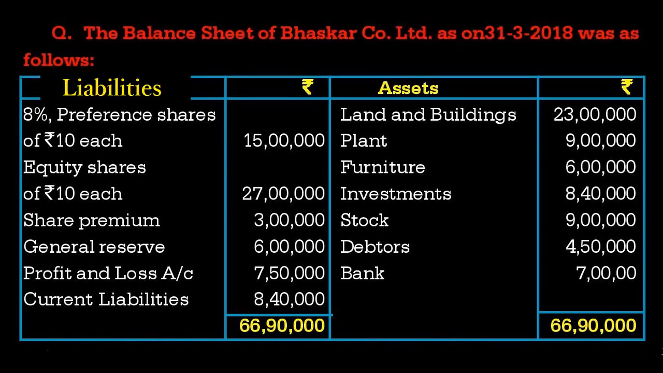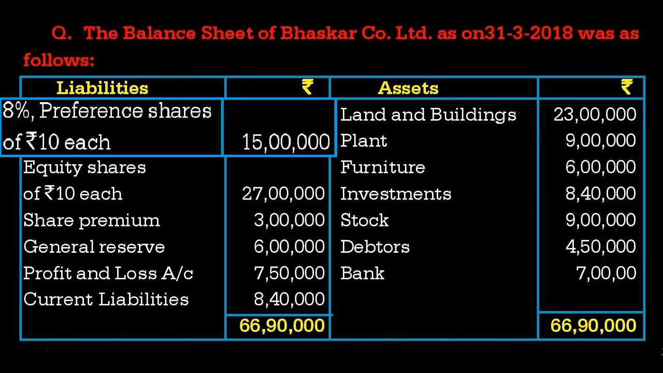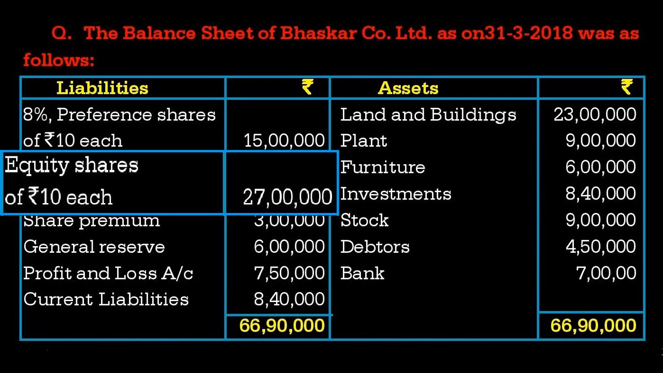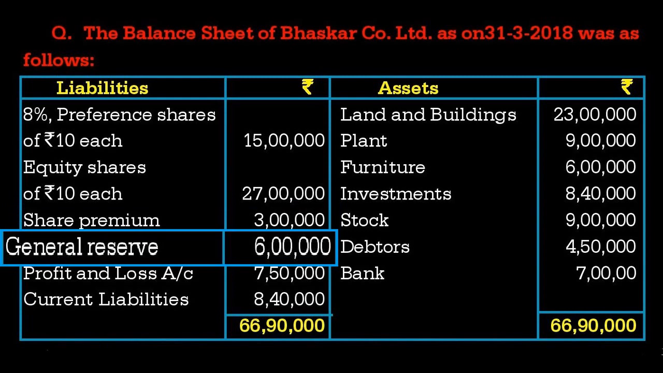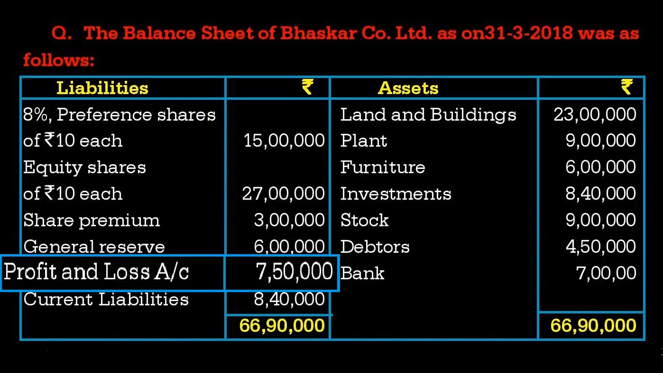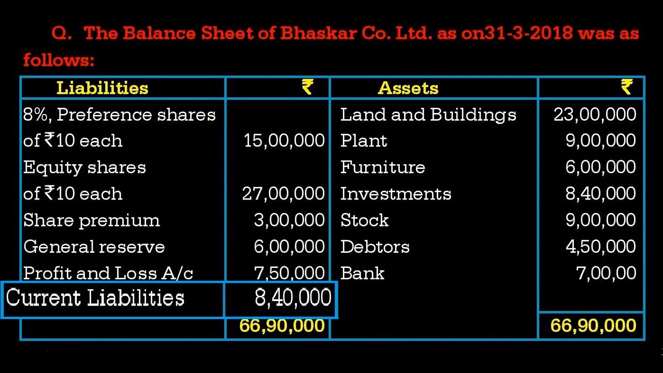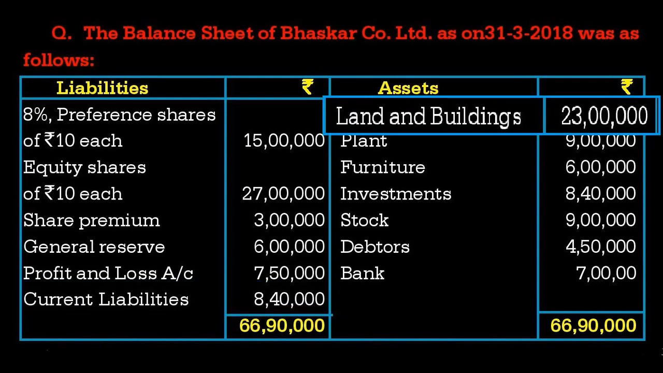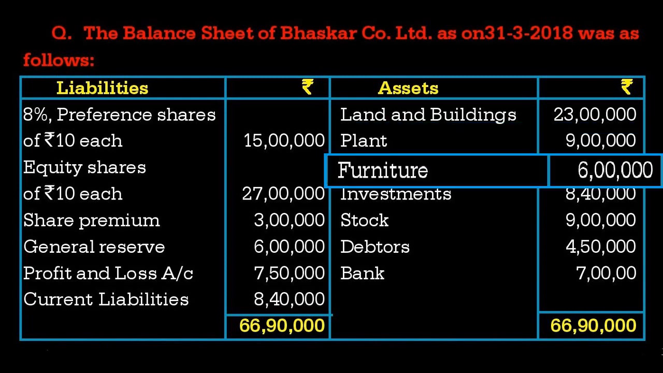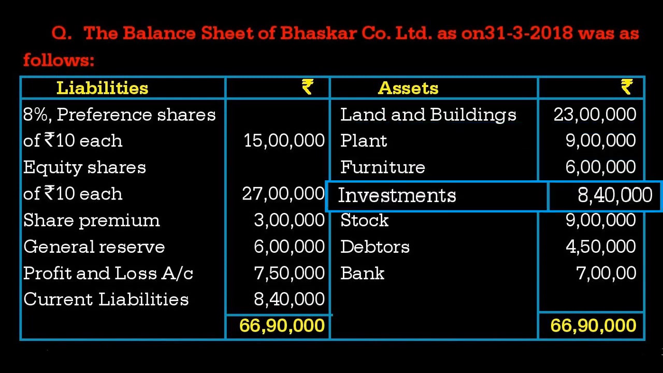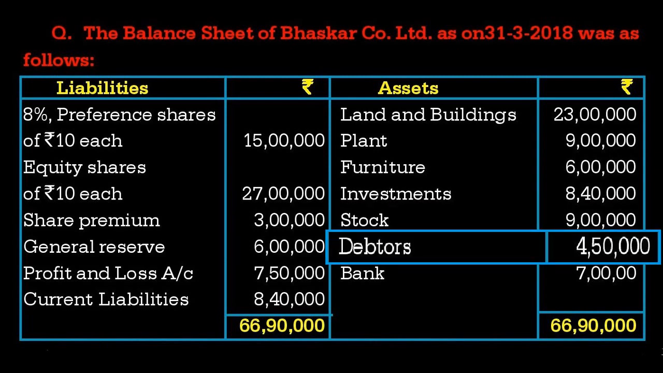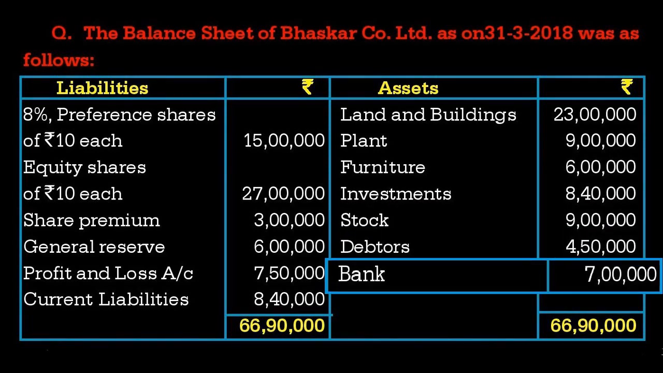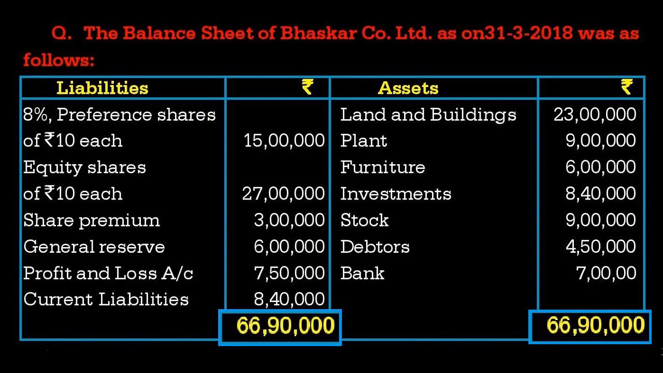Liability side: 8% preference shares of 10 each, 15 lakhs; equity shares of 10 each, 27 lakhs; share premium, 3 lakhs; general reserve, 6 lakhs; profit and loss account, 7 lakhs 50,000; current liabilities, 8 lakhs 40,000. Asset side: land and building, 23 lakhs; plant, 9 lakhs; furniture, 6 lakhs; investment, 8 lakh 40,000; stock, 9 lakhs; debtors, 4 lakh 50,000; bank, 70,000. So the balance sheet total is 66 lakh 90,000.